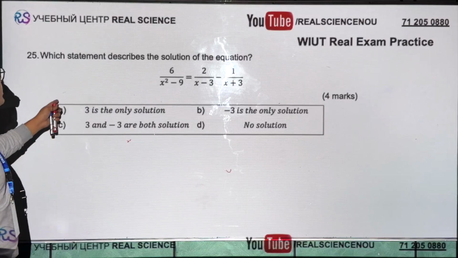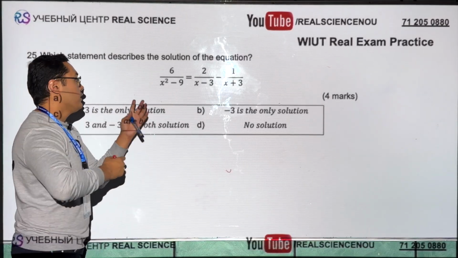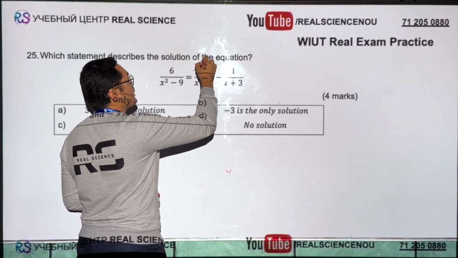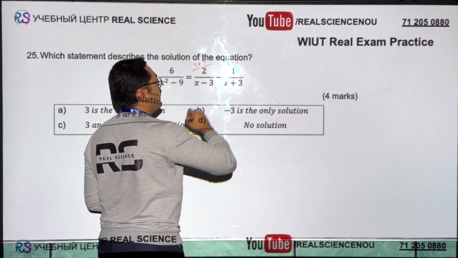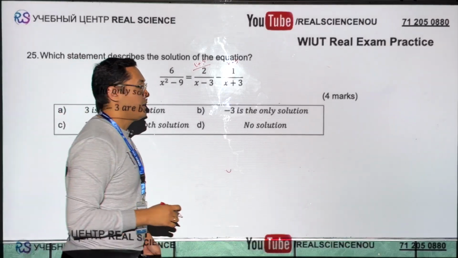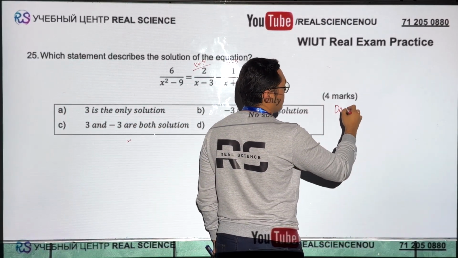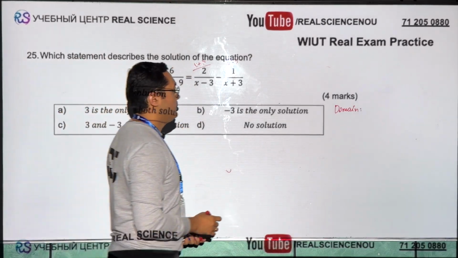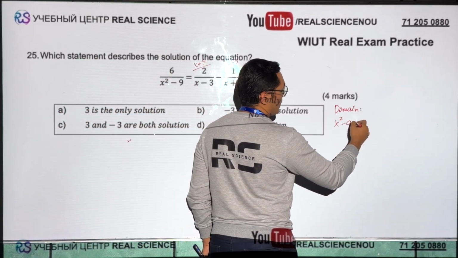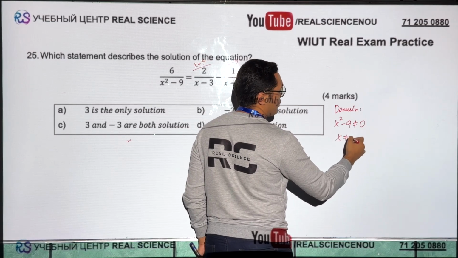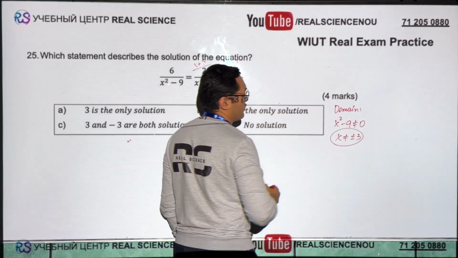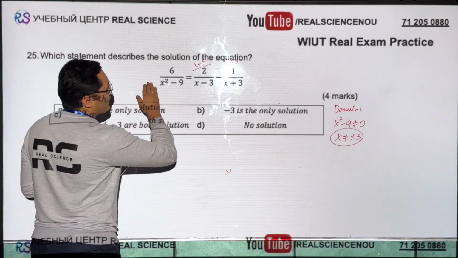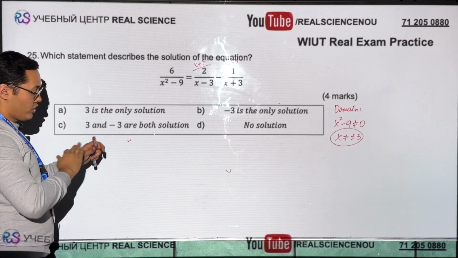Let's move to the next one. Which statement describes the solution of the equation? In order to solve that, let's give a common denominator. Here we have x plus 3 and x minus 3. And right away, we need to find the domain. The domain is: x squared minus 9 cannot be equal to 0, meaning that x cannot be equal to positive or negative 3.